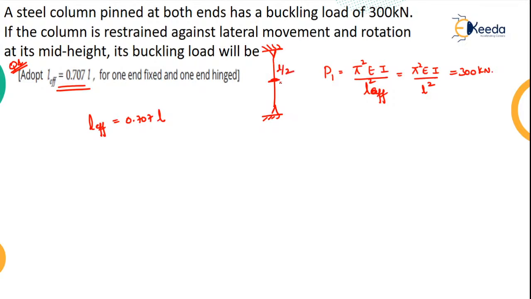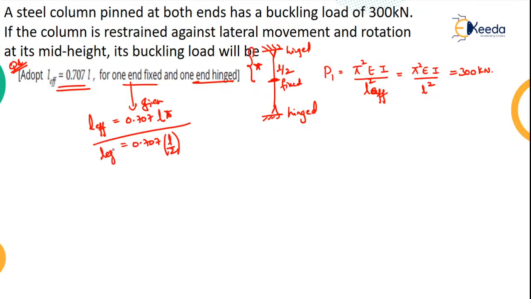Because he's telling pinned at both ends, initially there is a pin at both the ends. Now we are restraining at exactly L by 2 for lateral movement and rotation. Now the length has become L by 2, and here this has become fixed, and this has become hinged and this has become hinged. If you consider only this much, it will be one end fixed and one end hinged. That is what he has given us. But for this, the length is L by 2, not L now. So your L will become L by 2. Clear? So this will be equal to 0.3535 L.